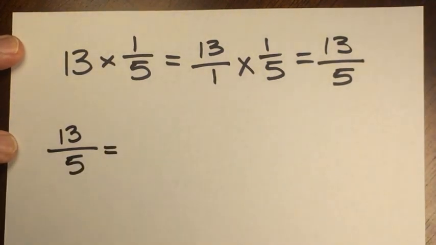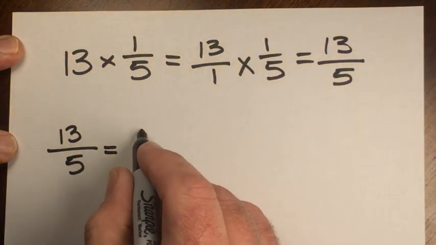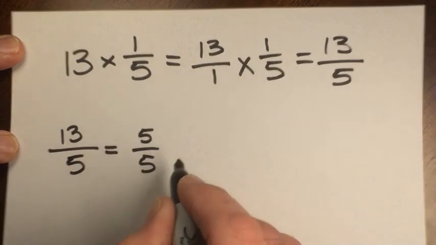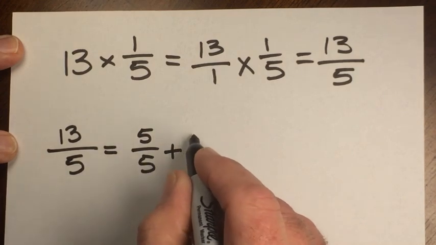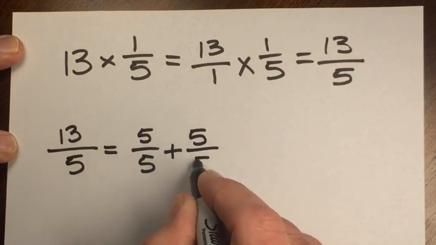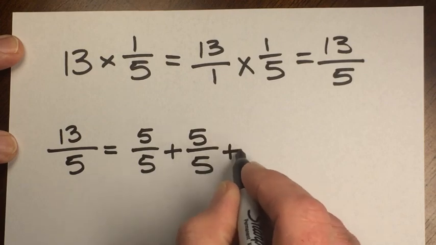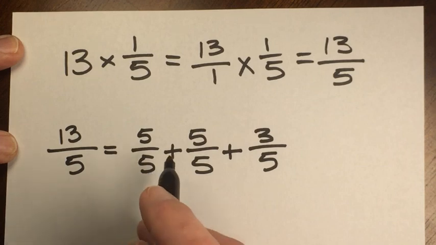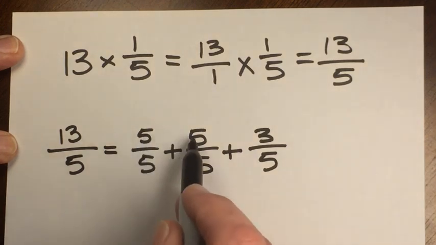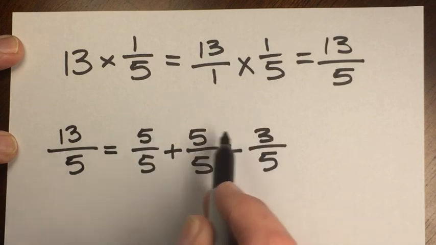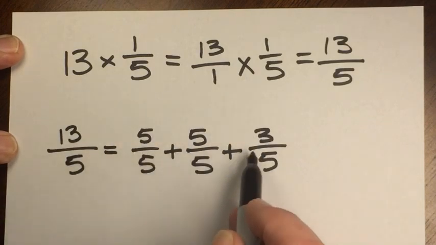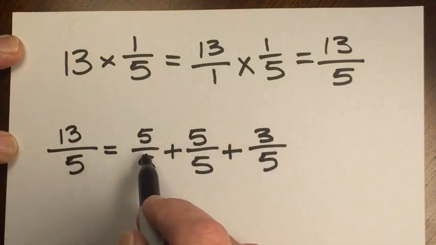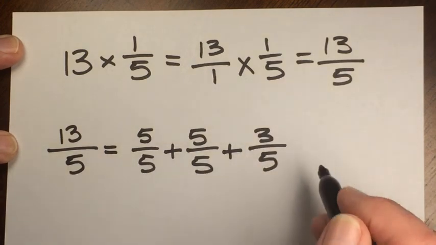is the same as 5/5 plus 5/5 plus 3/5. The reason why is because we have 5 and 5 is 10, and then 10 plus 3 more is 13. We still have the same exact amount. It's just been separated out into different groups of fractions.